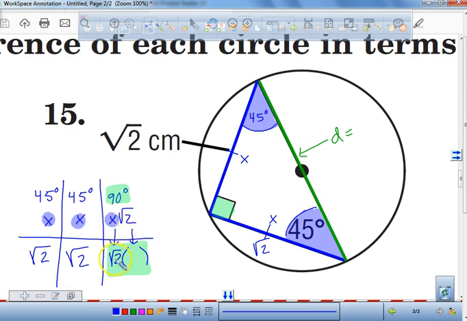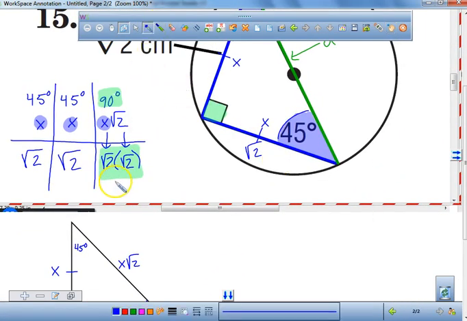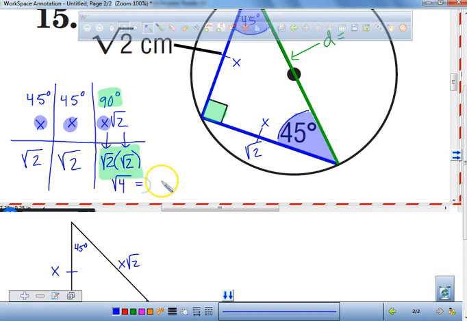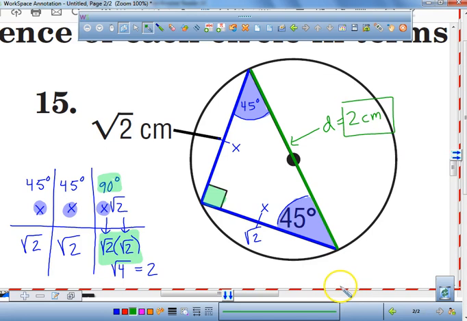We're taking this square root of 2 and multiplying it by this square root of 2. By the way, the square root of 2 times the square root of 2 becomes the square root of 4, because 2 times 2 is 4. But wait, what is the square root of 4? It's 2! Which means we found our diameter. Our diameter is 2 centimeters.